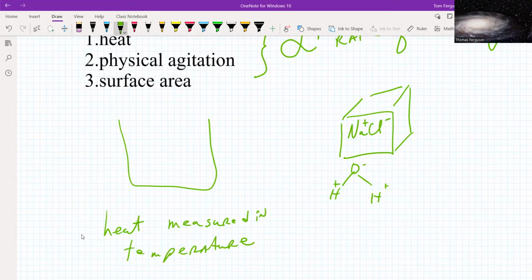So the metric for heat is temperature. As the temperature goes up, the speed at which the molecules will hit that surface increases. Okay, so temperature then.